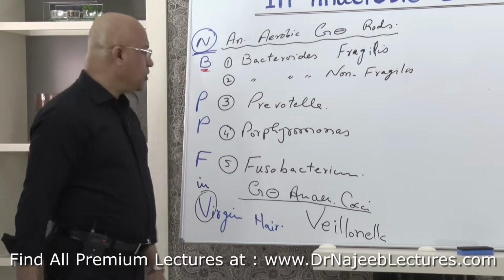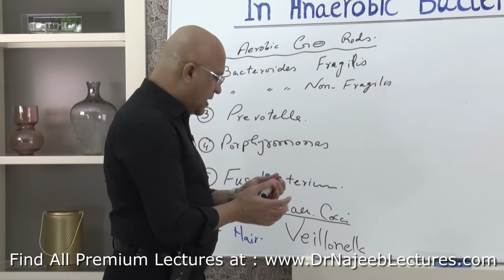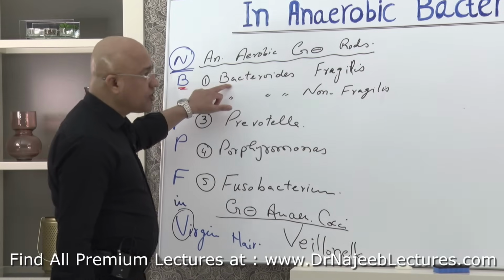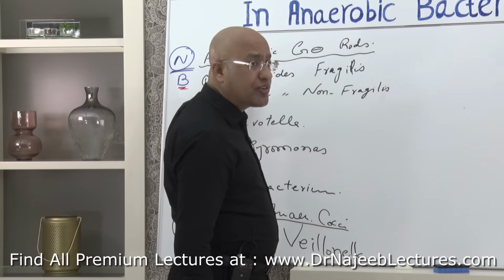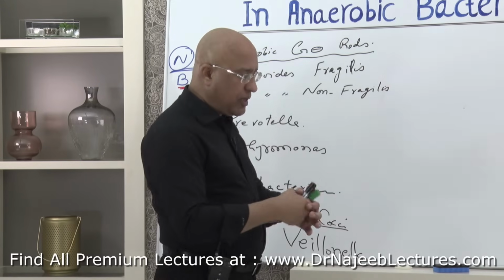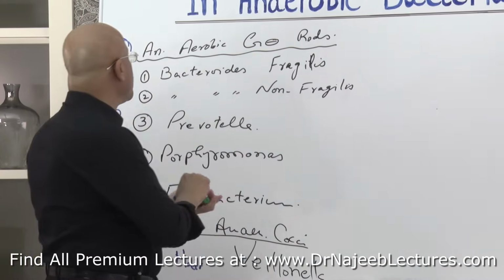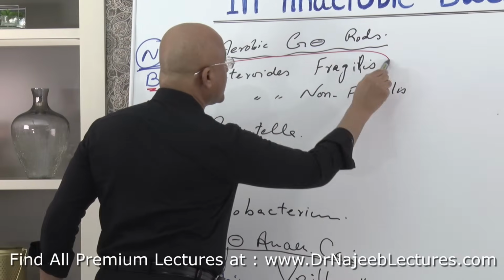Now here I want to tell you one thing: Bacteroides fragilis is one of the most important anaerobic organisms. If you forget all anaerobic bacteria, at least remember Bacteroides fragilis.